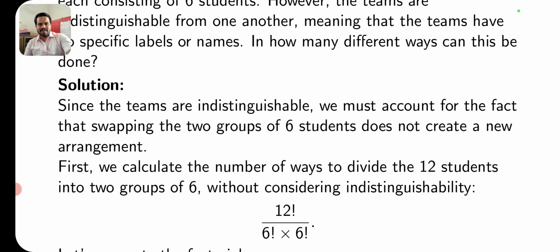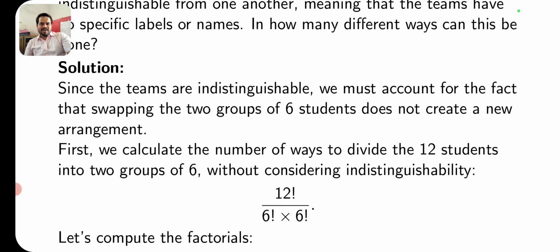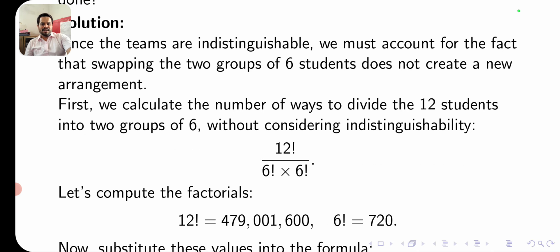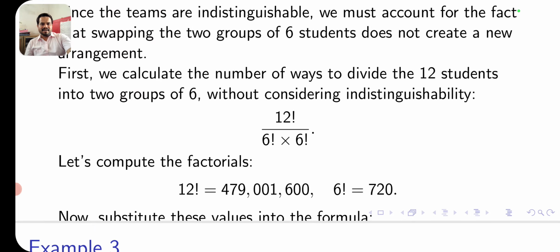Since the teams are indistinguishable, swapping the two groups of 6 students does not create a new arrangement. Hence, we calculate the number of ways to divide the 12 students into two groups of 6 students without considering the indistinguishability. It is given by 12 factorial divided by 6 factorial into 6 factorial. So let's compute the factorials and we get the desired result.